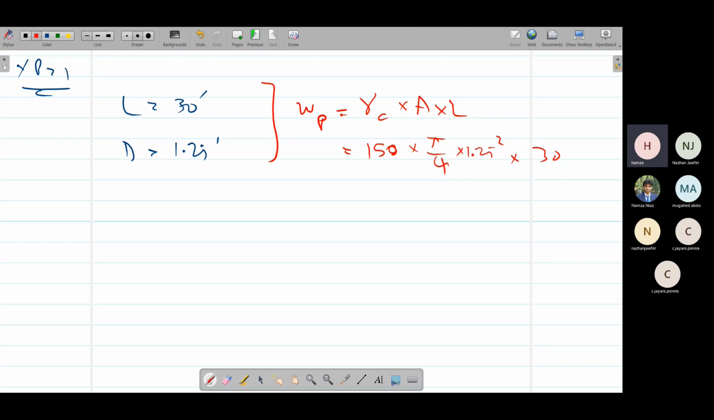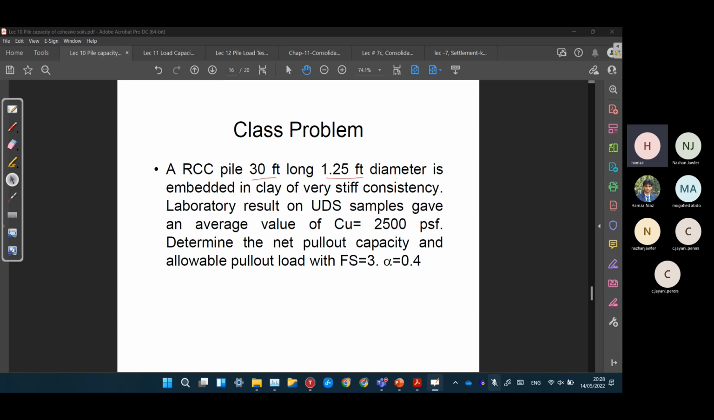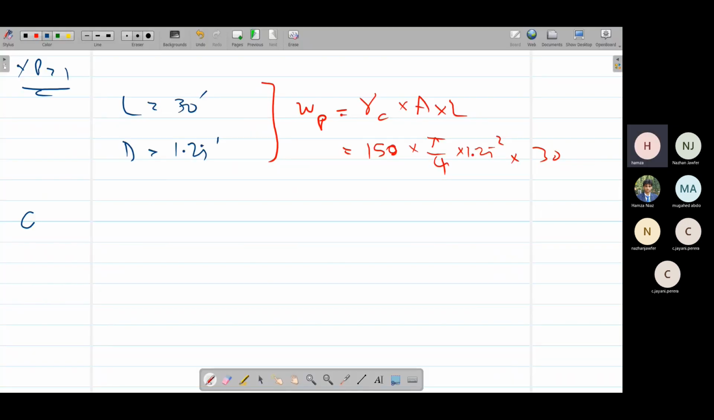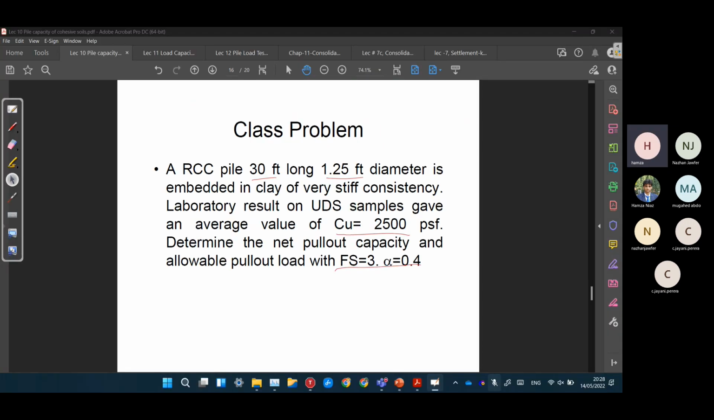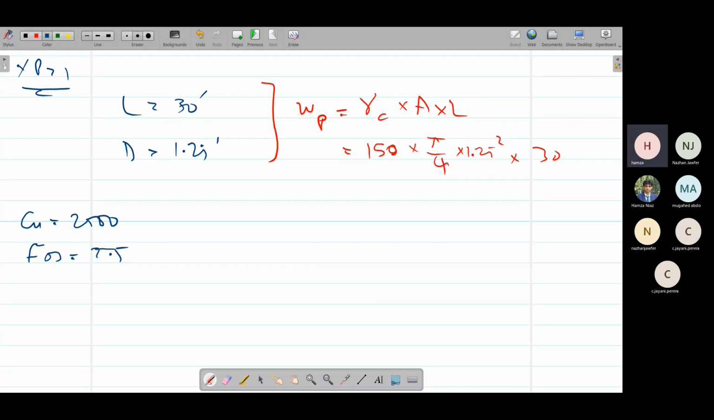After this, for the pile, what values are we provided? We are provided Cu, factor of safety and alpha. Cu value is 2500, factor of safety is 3, and alpha is 0.4.